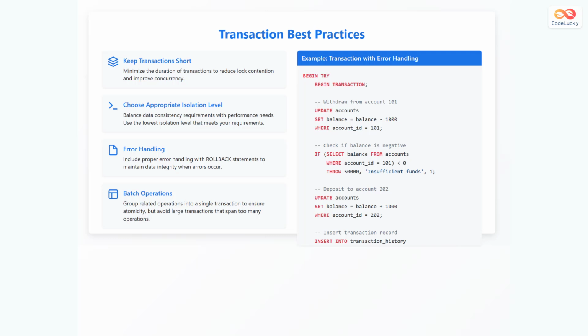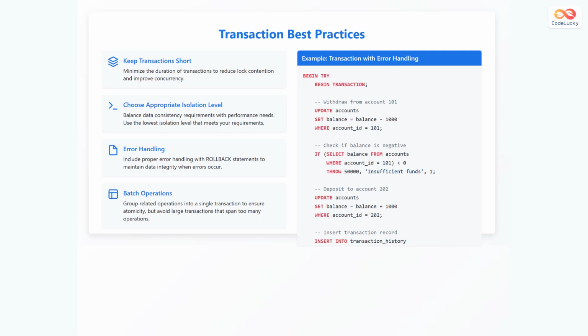Third, error handling. Include proper error handling with rollback statements to maintain data integrity when errors occur. Fourth, batch operations. Group related operations into a single transaction to ensure atomicity, but avoid large transactions that span too many operations. Here's an example of a transaction with error handling.